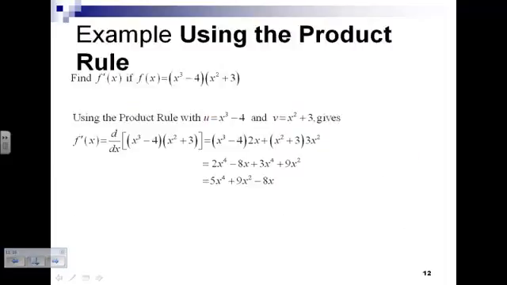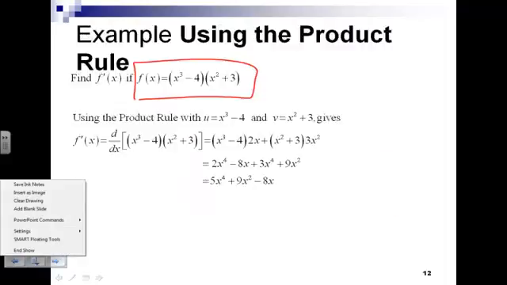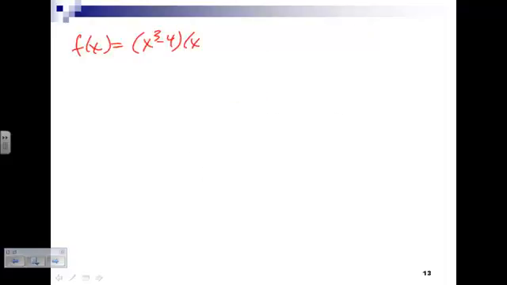Let's do a product rule with this particular function. And I'm going to do this on a separate sheet of paper. Whoops. Oops. What slide? Okay, there's our function that we're going to do an example of the product rule. Okay. Here's the second part of this problem.